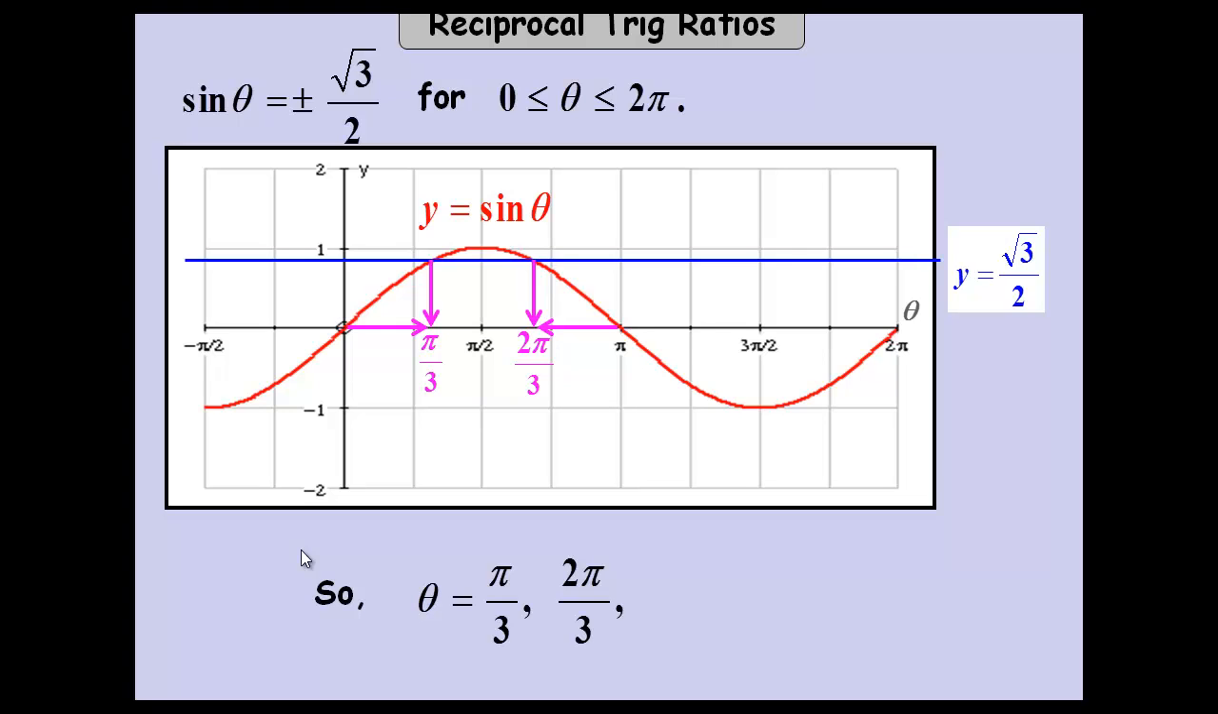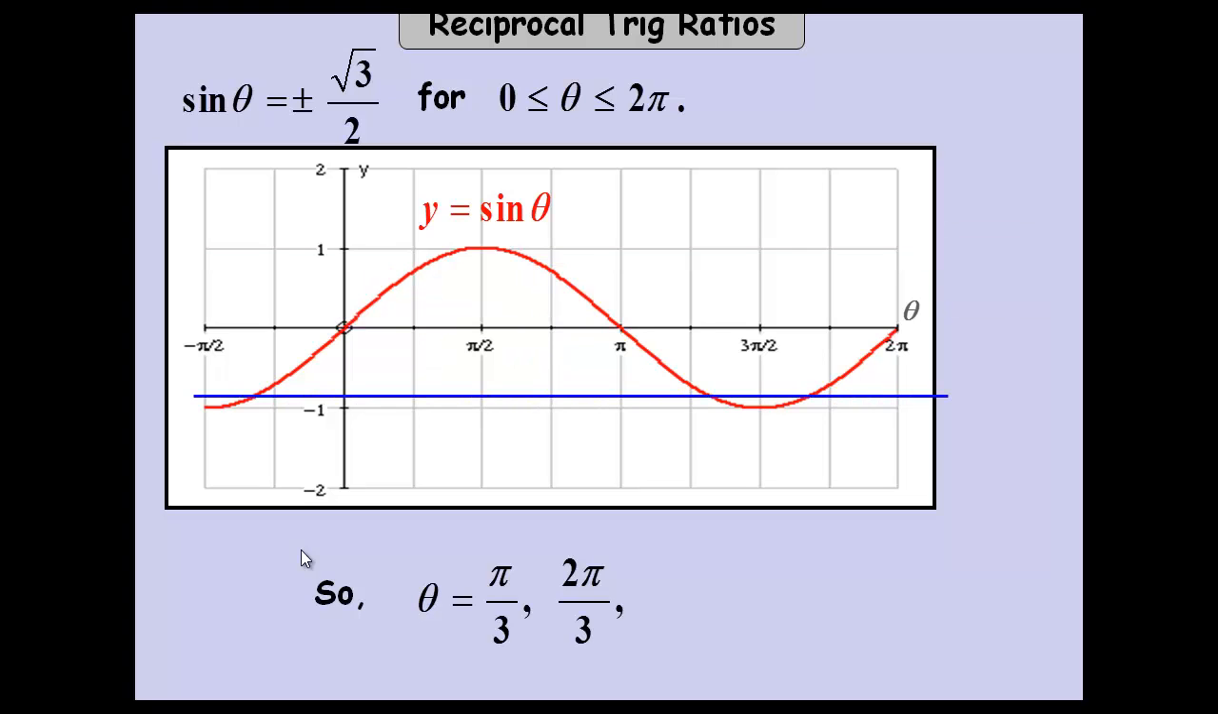Then we look at the negative bit, at the minus root 3 over 2. The principal value we will get there, because you normally get values between minus pi over 2 and pi over 2 first, will be minus pi over 3. Now clearly that's not between 0 and 2 pi, but we can use that and use the graph symmetry to find the values that we need.